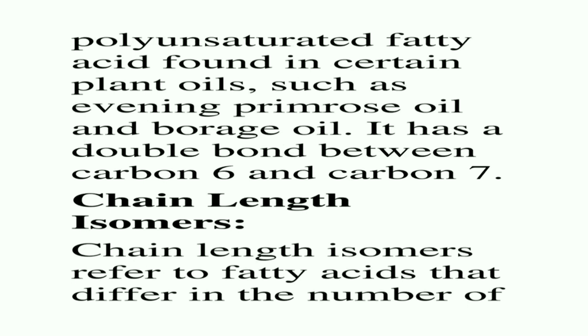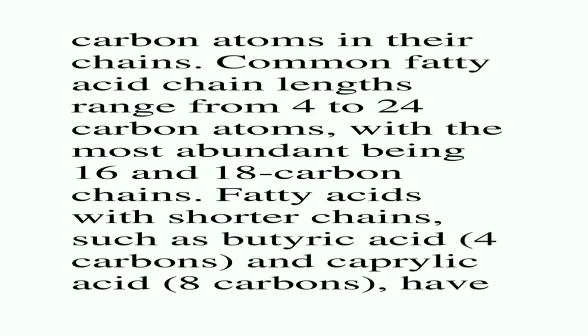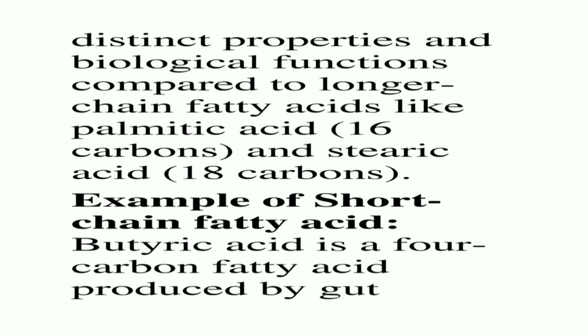Chain length isomers. Chain length isomers refer to fatty acids that differ in the number of carbon atoms in their chains. Common fatty acid chain lengths range from 4 to 24 carbon atoms, with the most abundant being 16 and 18 carbon chains. Fatty acids with shorter chains, such as butyric acid, 4 carbons, and caprylic acid, 8 carbons, have distinct properties and biological functions compared to longer chain fatty acids like palmitic acid, 16 carbons, and stearic acid, 18 carbons.